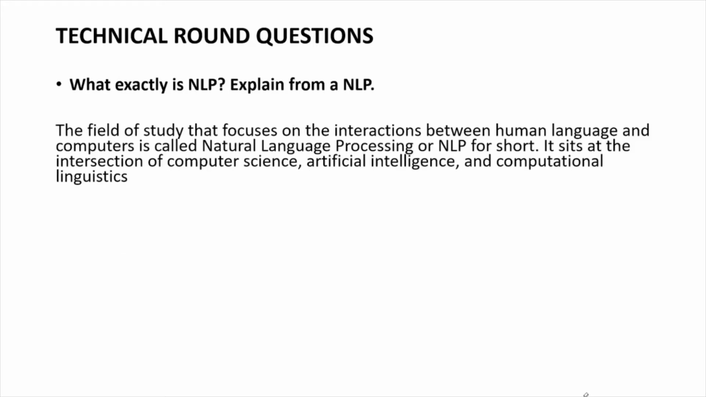What exactly is NLP? Explain what exactly is NLP. So basically NLP stands for natural language processing. So let's see what NLP is. The field of study that focuses on the interactions between human language and computers is called natural language processing, or NLP for short. It sits at the intersection of computer science, artificial intelligence and computational linguistics. So now let's move on to the next question.